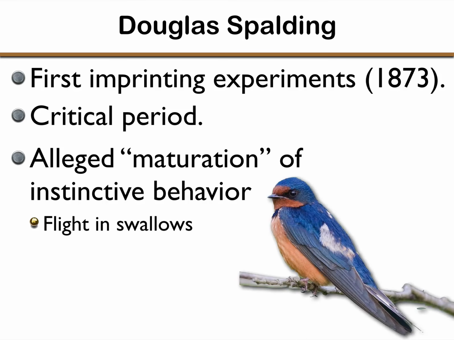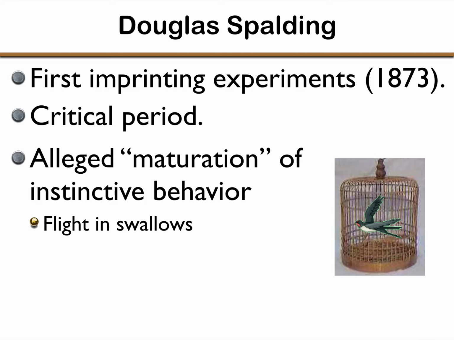He was looking at the maturation, as he called it, of instinctive behaviors. He wanted to see what would happen, for example, if you reared swallows in a small cage, a bird cage, and then see what happens when they're released. Can they fly or can't they fly? So he actually did that. So he took some swallows and he put the swallows one by one in bird cages. And then he said that they didn't really require practice when they were released because they flew.